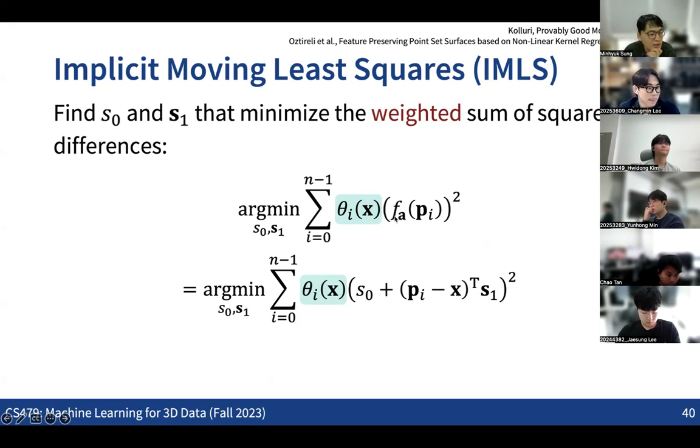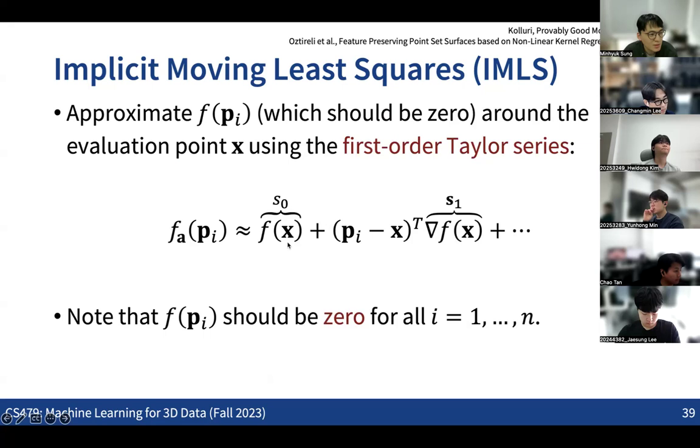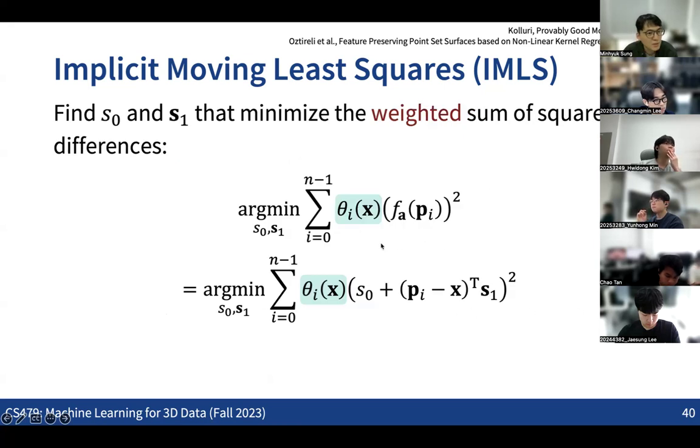Now you can see that if we take the first order approximation, this function can be written in this way. So S0 is the function value at the query point here, and S1 becomes the first derivative of the function. Make sense? And actually, you can see that this is exactly the same form as the moving least squares, right? Did you see some kind of analogy between this and the moving least squares formulation?